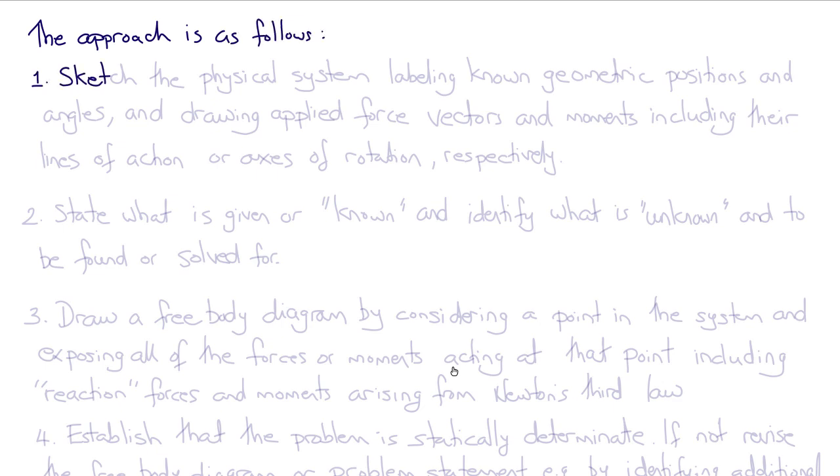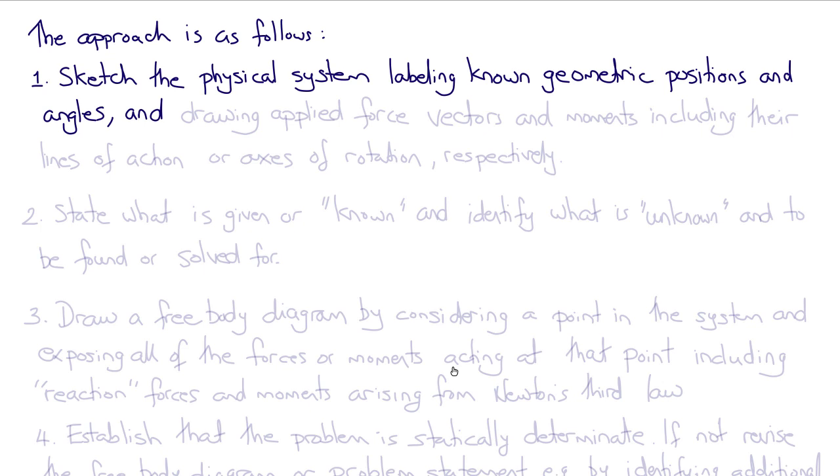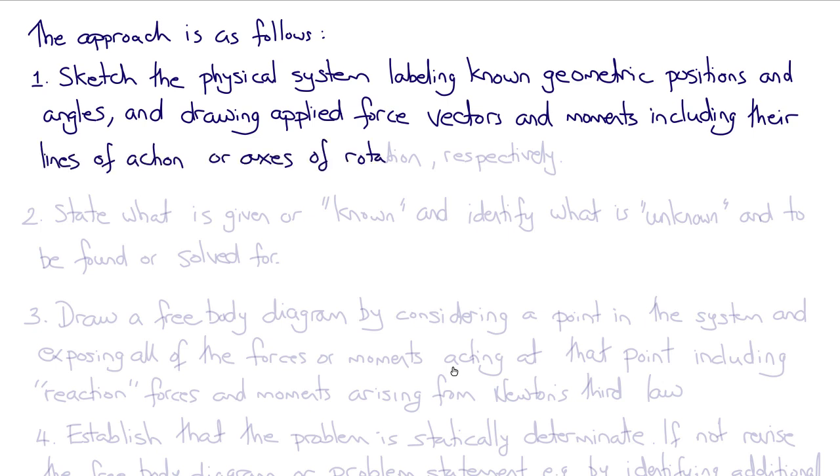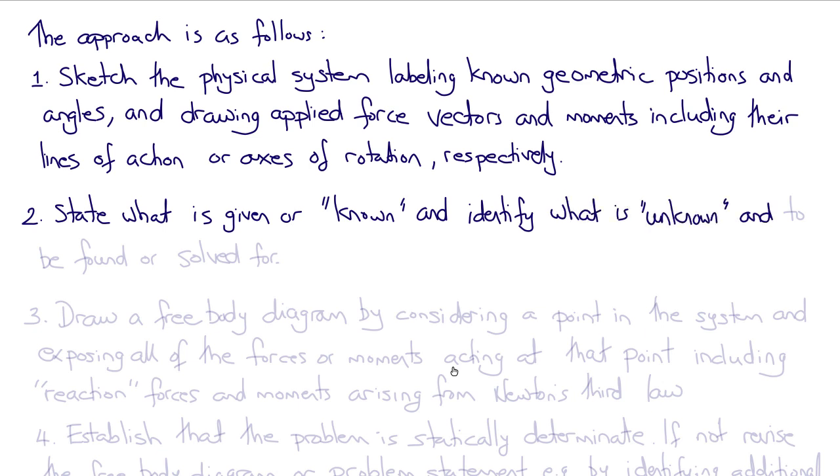So the general approach to solving a problem in statics goes as follows. First, we sketch the physical system, labeling the known geometric positions and angles and drawing the applied force vectors and moments, including their lines of action or axes of rotation, respectively. Next, we state what is given or known and identify what values are unknown and need to be found or solved for.